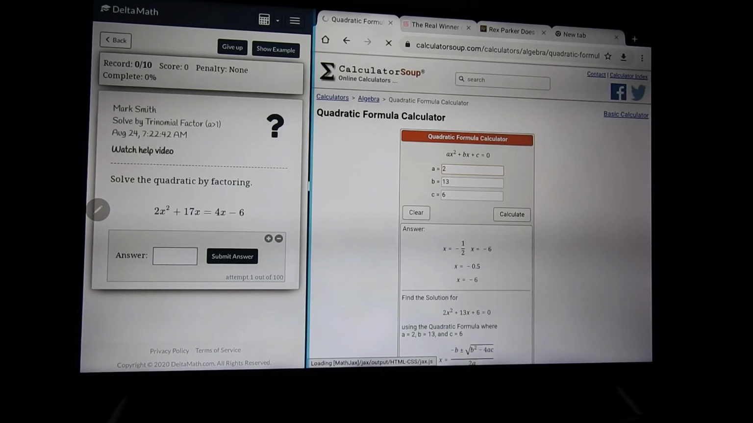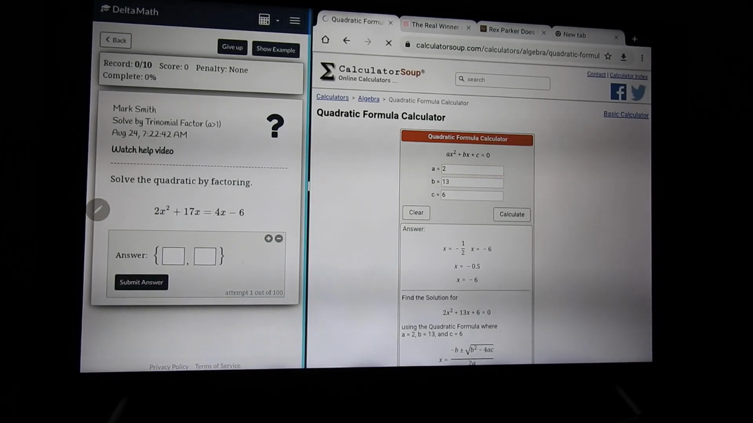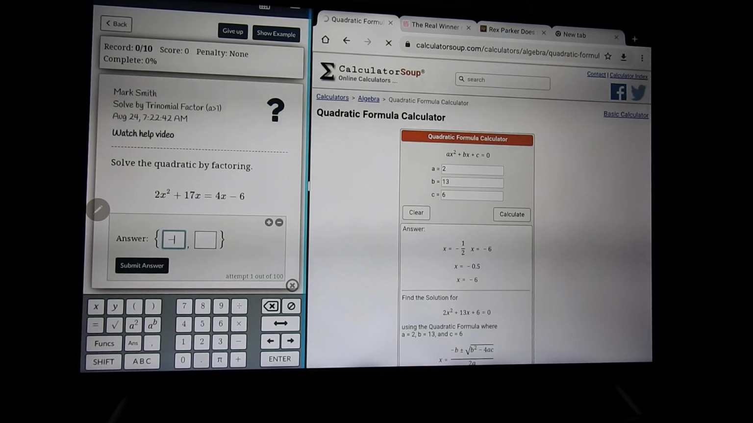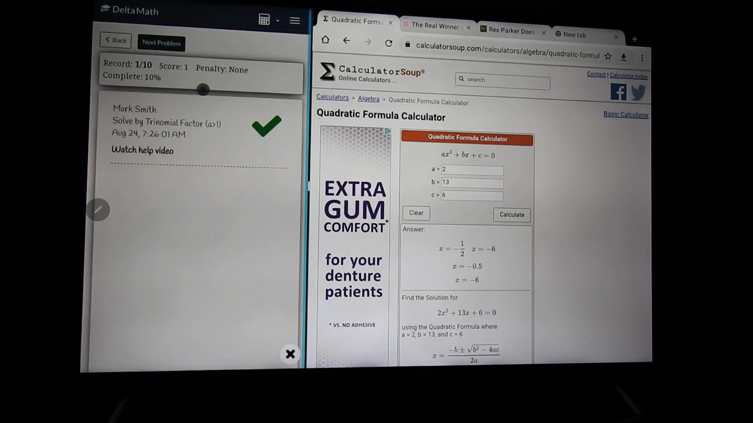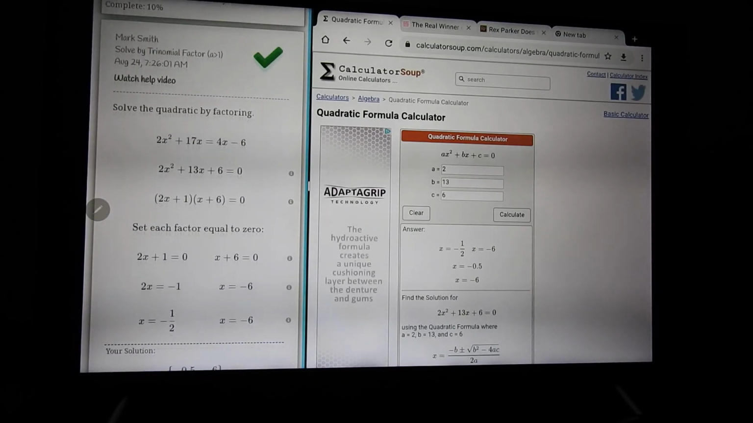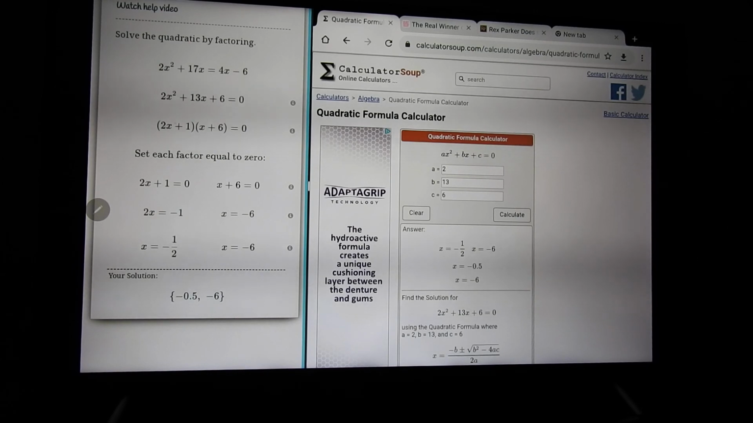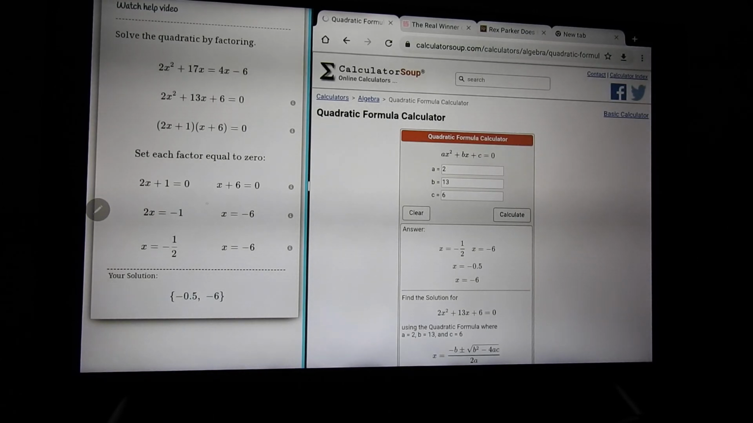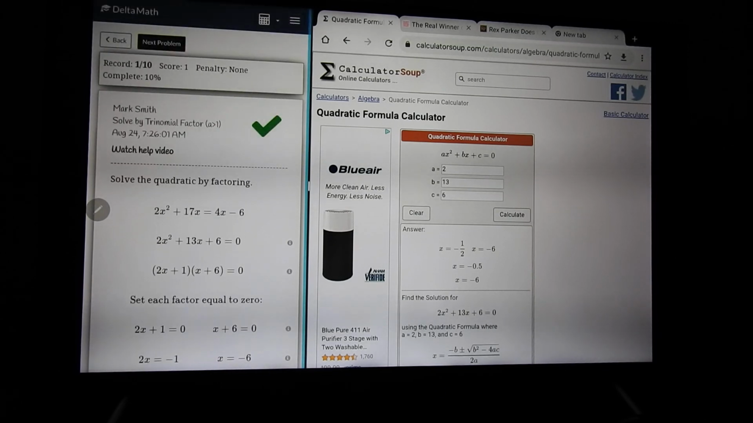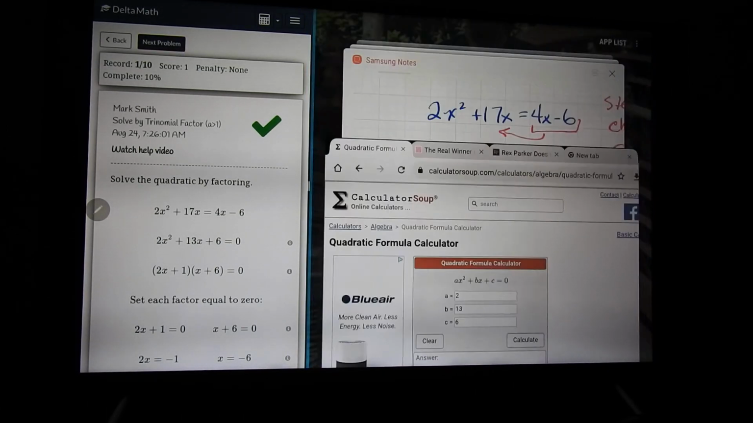In this case it says x is equal to negative 0.5. We usually put fractions in, so I'll be interested to see if Delta Math will take our negative 0.5 answer. And yes, they do. Notice there, they show how to do this by factoring, but we're using technology. So there are our two assignments for today, and good luck with those.